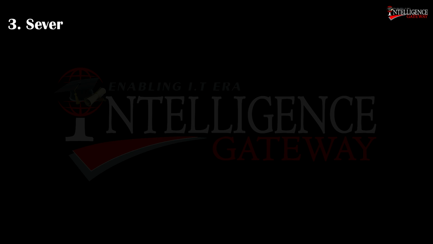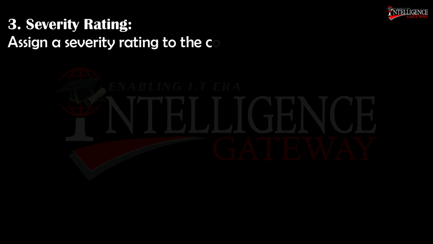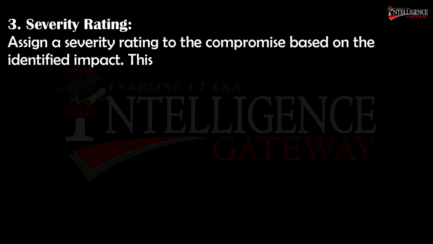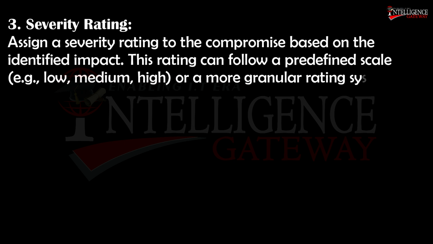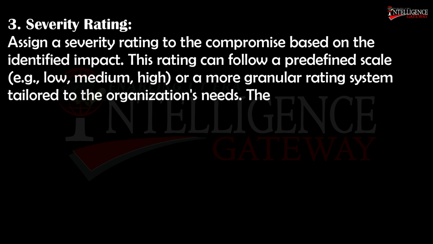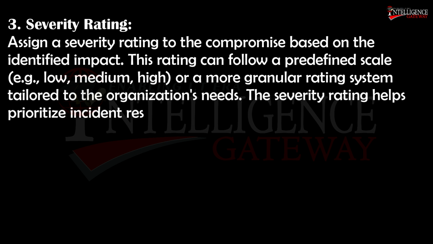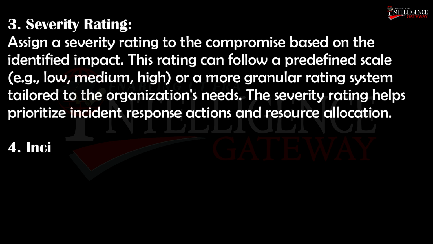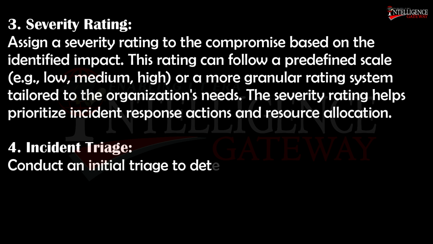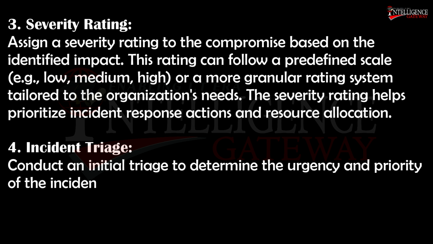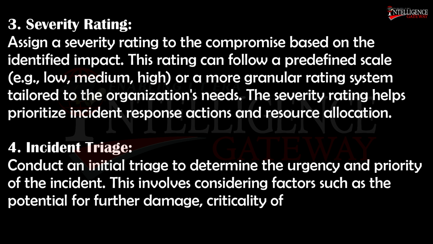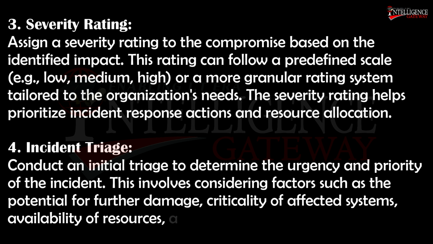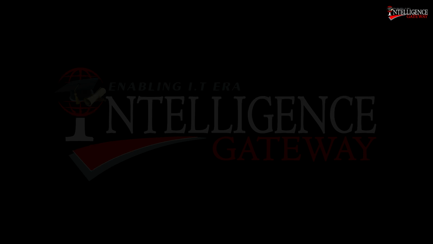3. Severity rating. Assign a severity rating to the compromise based on the identified impact. This rating can follow a predefined scale, for example low, medium, high, or a more granular rating system tailored to the organization's needs. The severity rating helps prioritize incident response actions and resource allocation. 4. Incident triage. Conduct an initial triage to determine the urgency and priority of the incident. This involves considering factors such as the potential for further damage, criticality of affected systems, availability of resources, and potential risks to the organization.